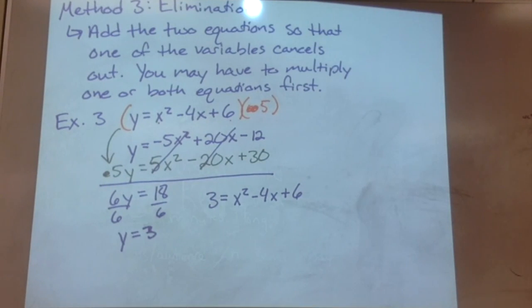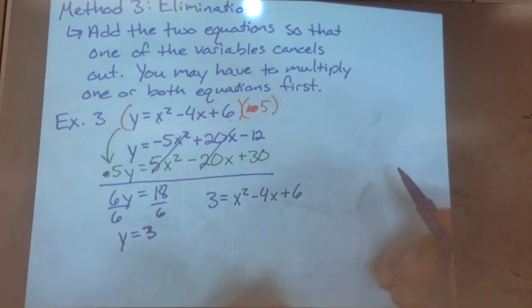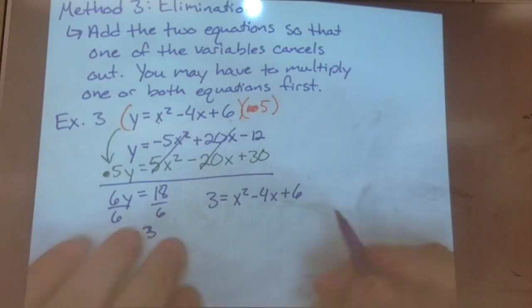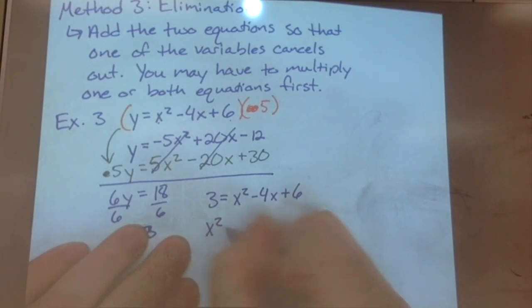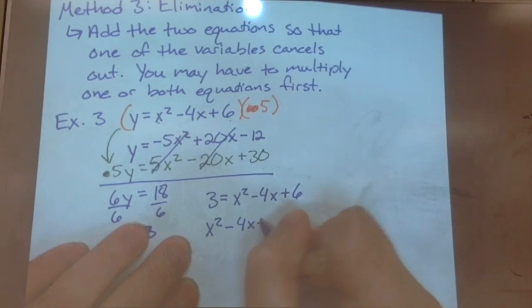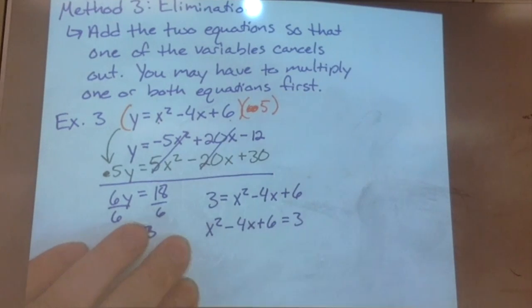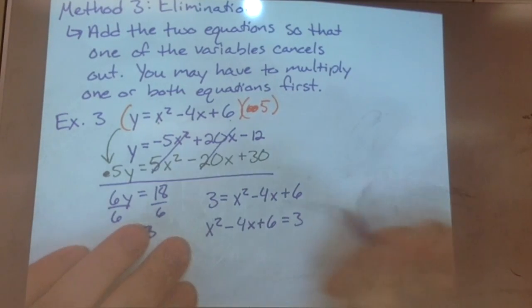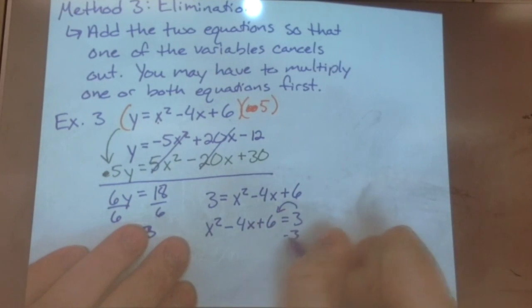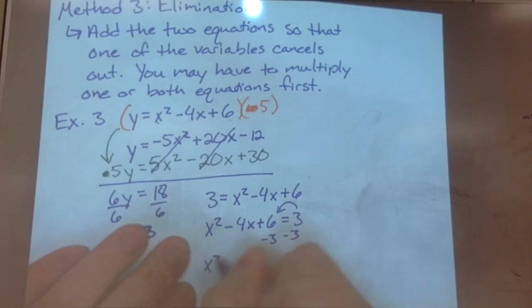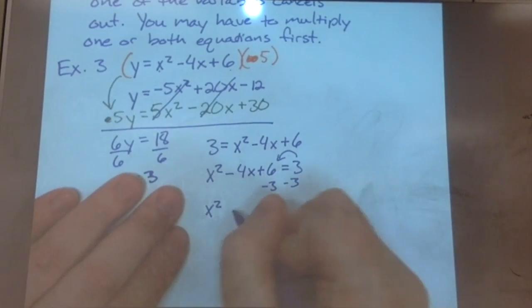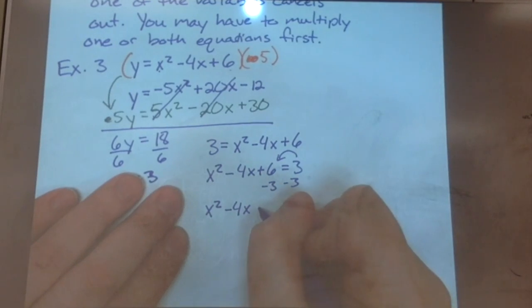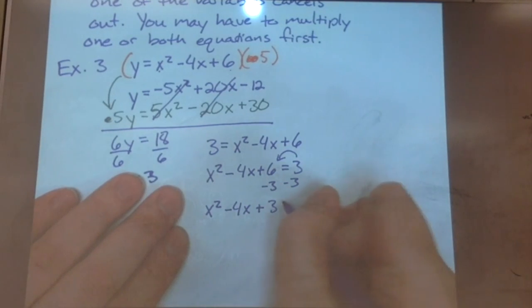Okay, so 3 equals x squared minus 4x plus 6. So I personally, creature of habit, I prefer my parabola to be on the left side. So I'm going to swap these around. So I'm going to just put them on opposite sides of the equal sign. So x squared minus 4x plus 6 equals 3. Okay. I'm going to move my 3 to the left. So subtract 3 from both sides. So x squared minus 4x plus 3 equals 0.